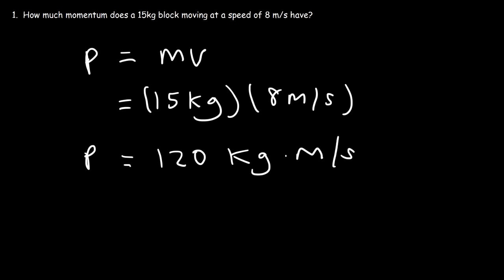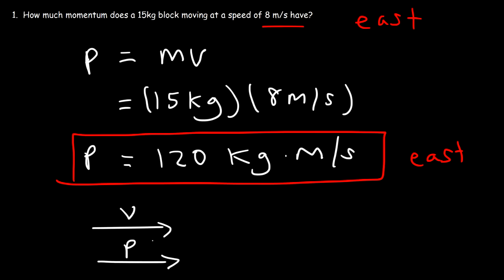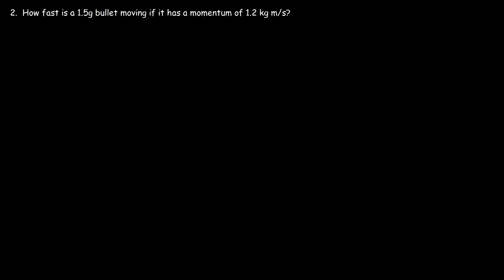So that's the momentum. Now, let's say we're given the velocity, let's say it's 8 meters per second east, then the momentum will be east as well. The momentum is in the same direction as the velocity vector. So if the velocity is pointed north, the momentum is directed north as well. Now let's move on to number two.